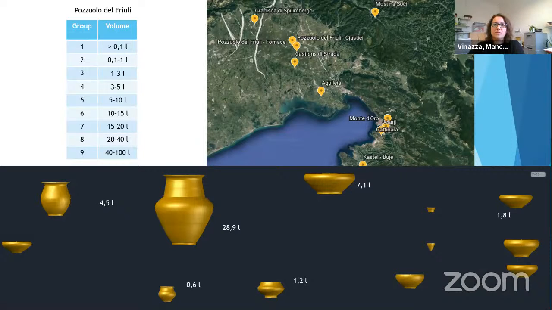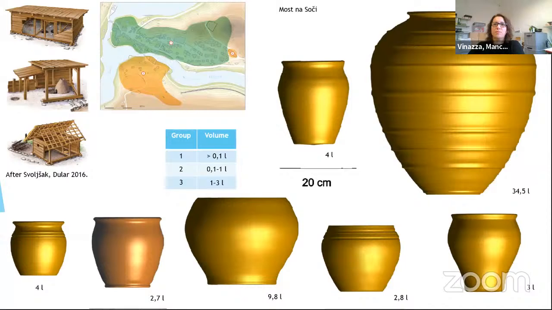The only exception is early Iron Age settlement of Mosna Sochi. From here, we have 45 whole vessels available, which we analyze in the same way as those from Oncodonia. The most numerous are those vessels that belong to the second and third group. Within the third group, there are as many as 18 pots.